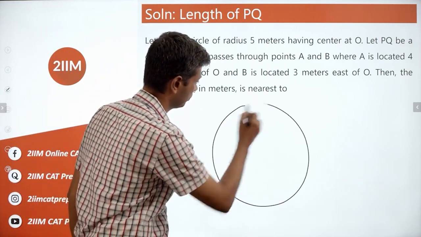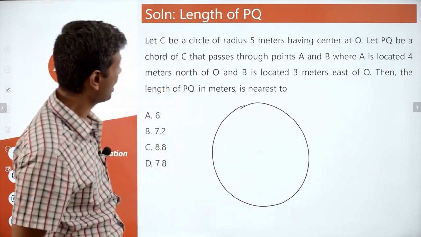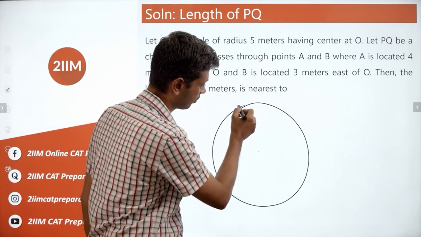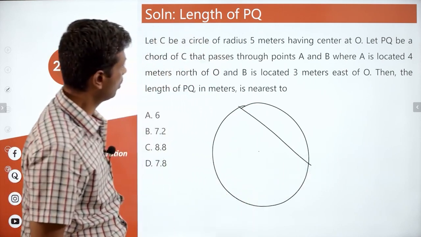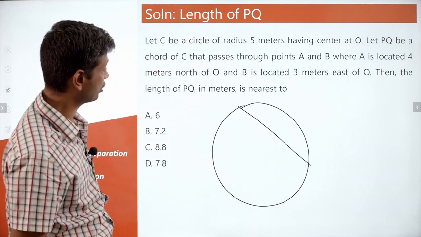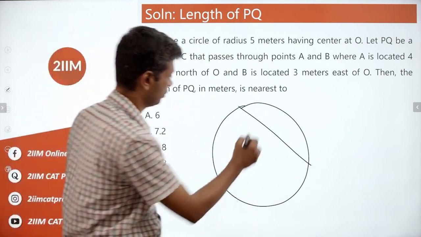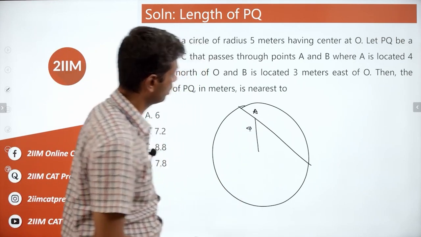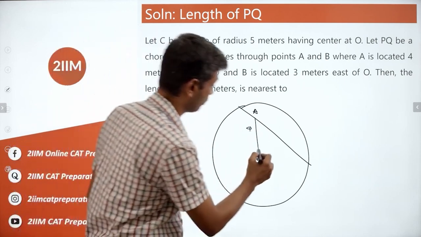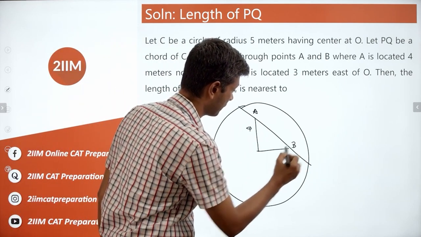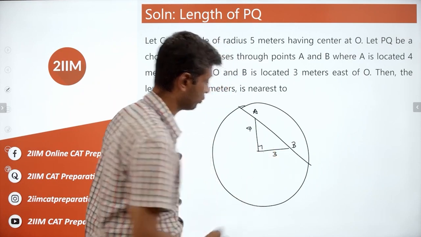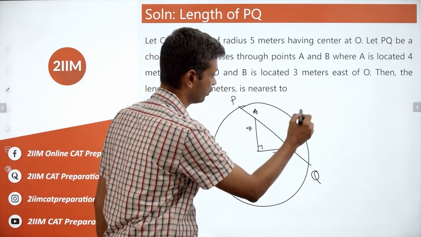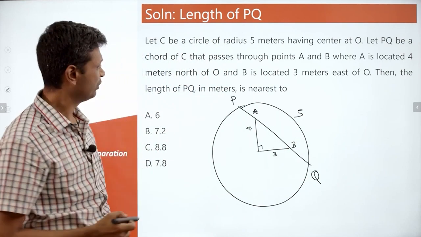Draw the circle. Center O. PQ is a chord of C. So let's draw PQ. It passes through points A and B, where A is located 4 meters north of O. So this is A, 4 meters north. And B is located 3 meters east of O. B, 3 meters. North and east, therefore this is 90 degrees, right? This is PQ. The radius of this circle is 5 meters. Lovely. We need to find PQ.